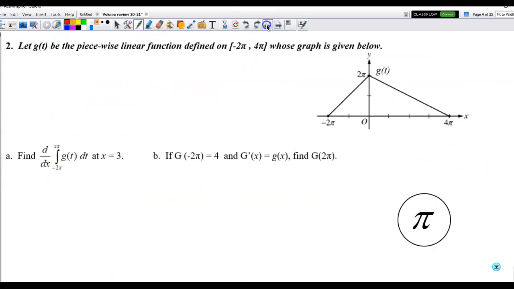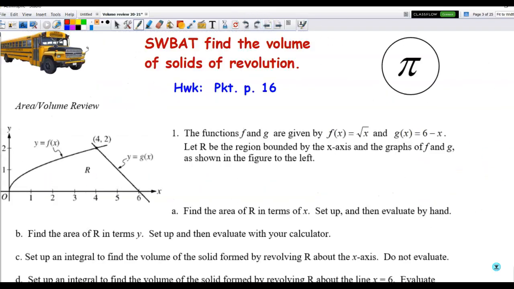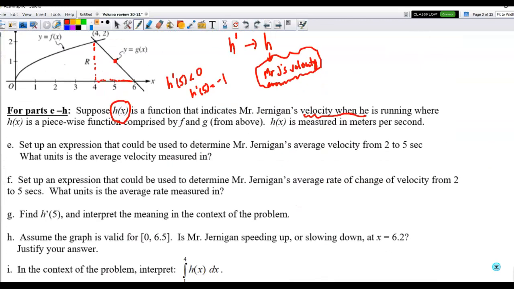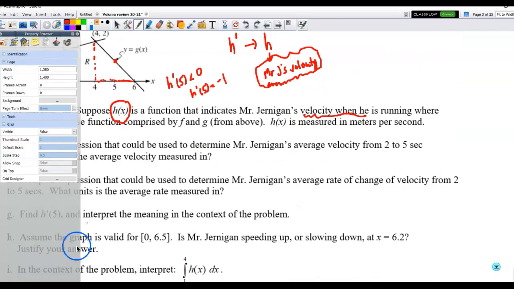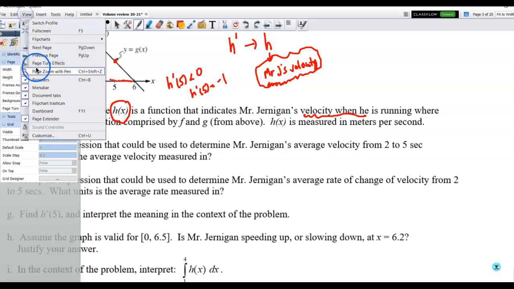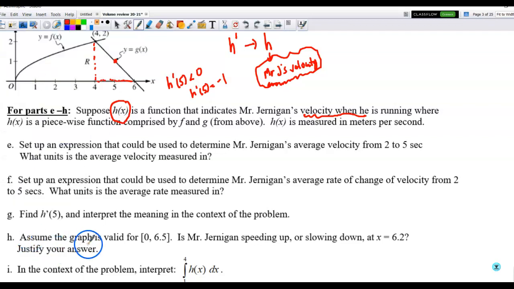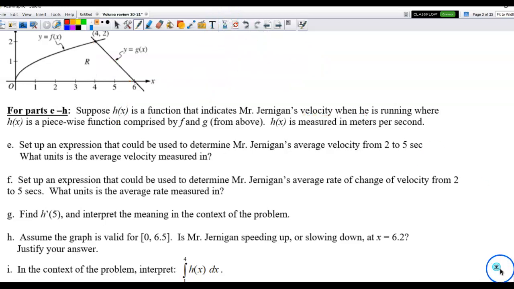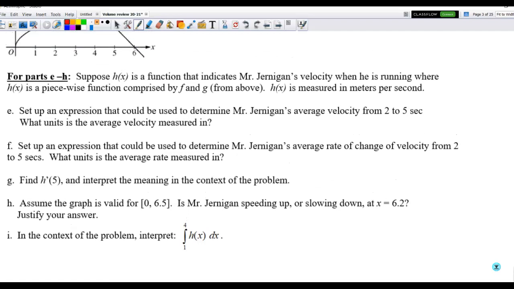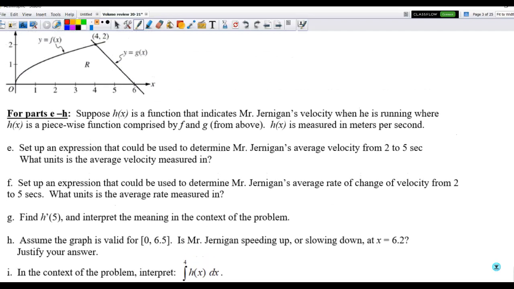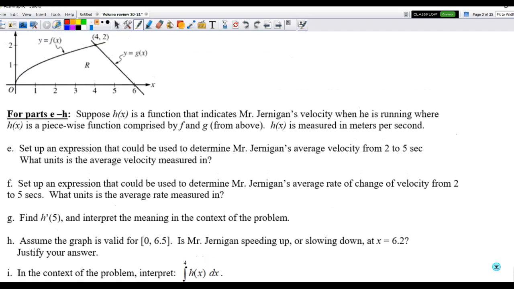All right, going to 1h. For 1h, assume the graph is valid. Let me clear the screen and give myself a little more paper here. Assume that the given graph is valid for 0 to 6.5. So 6.5 we'll say is about right there.